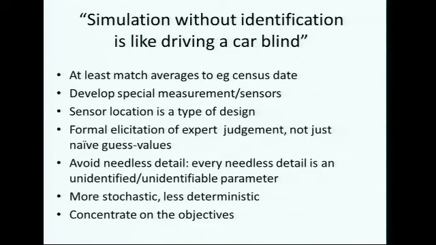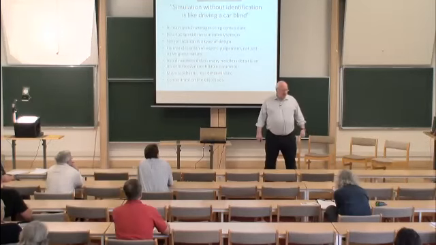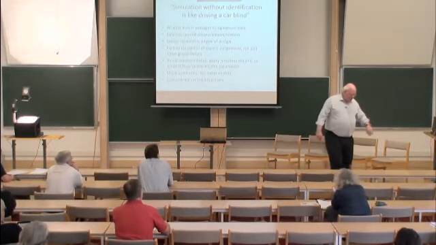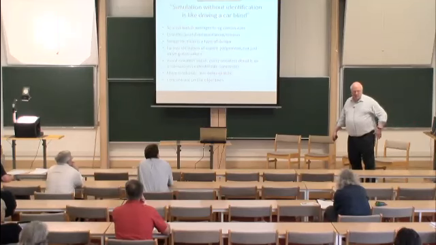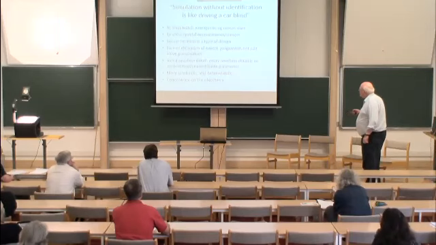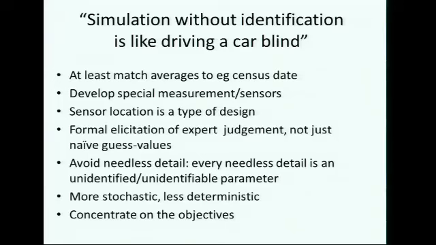Never. Only my wife. Anyway, naive versus formal elicitation of expert judgment. Do it formally. There are books written on it. Don't just say, oh well, I'll set the infection rate equal to 1.2. Go and talk to the epidemiologist. Use methods to elicit. And this is nice, another fake quotation: every needless detail is an unidentified or unidentifiable parameter.